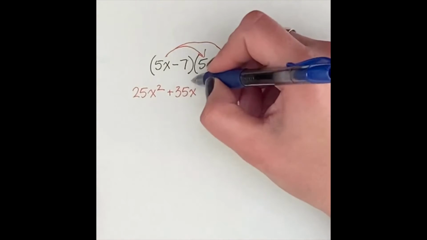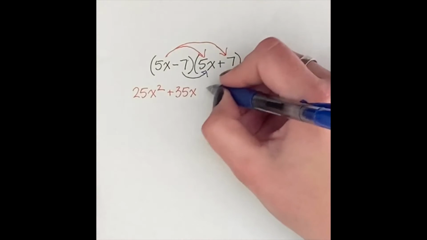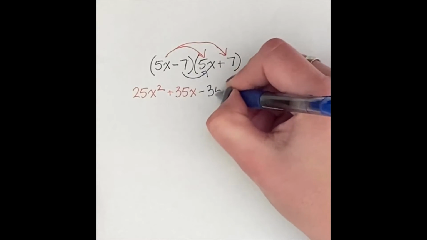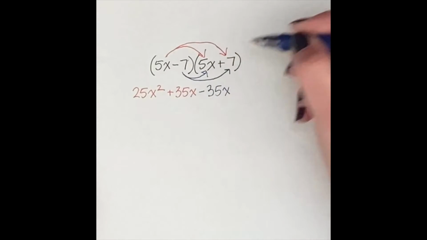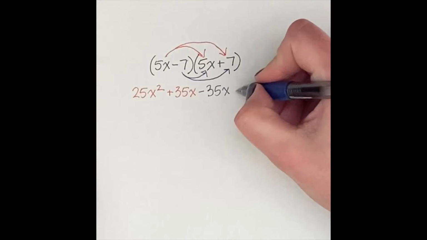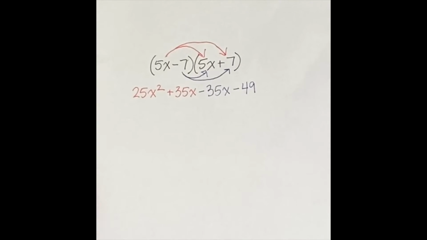Now don't forget that this is double distribution. So we have to take this negative 7 and multiply it by this 5x, which is going to be a negative 35x. And then take the negative 7 and multiply it by a positive 7, which is a negative 49. Awesome job, everyone. Now we just need to look at our answer so far.